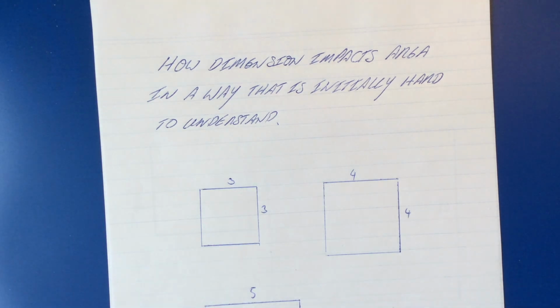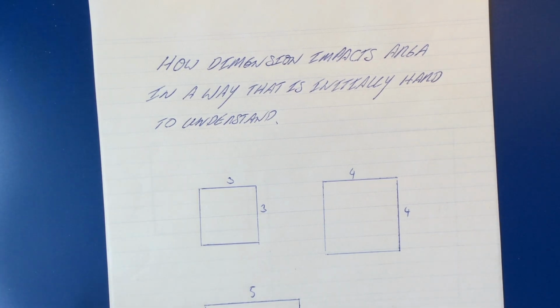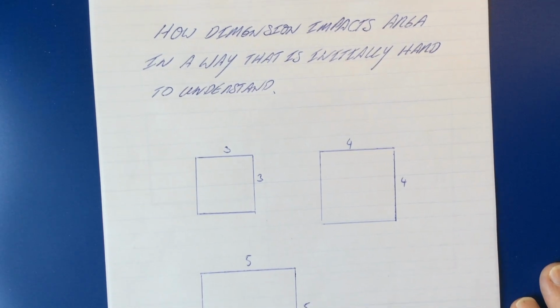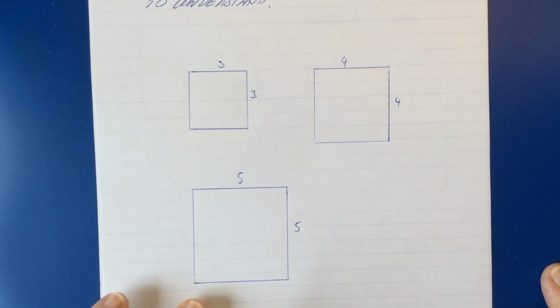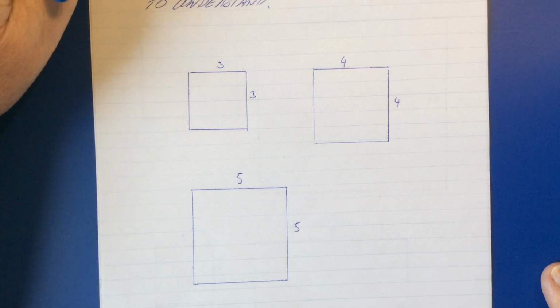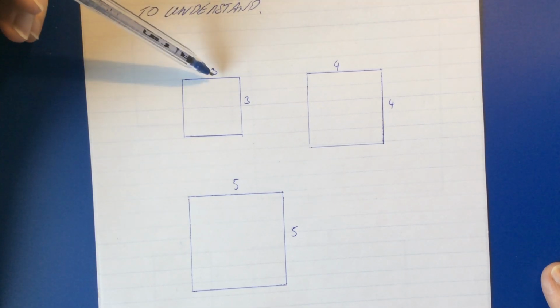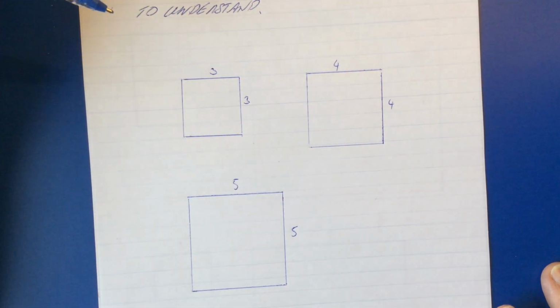Today we're looking at how dimension impacts area in a way, or perhaps ways, that are initially hard to understand, hard to get one's head around. And what I've got here is three squares drawn on just a plain sheet of paper, 3 by 3, 4 by 4, and 5 by 5.